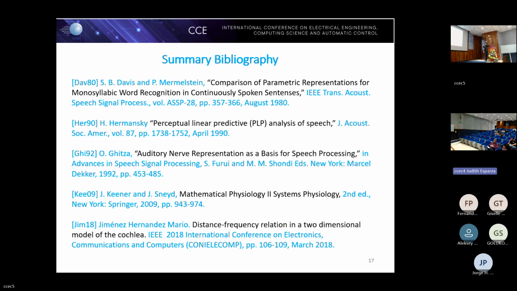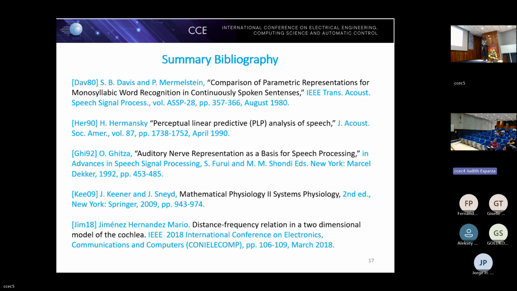The next, please. This is the basic bibliography. This is the classic work of Davis and Bernstein. These are the classic works of Hermansky. This is the work of Itza. This is a book about the mathematical physiology of the inner ear. This is a good reference.